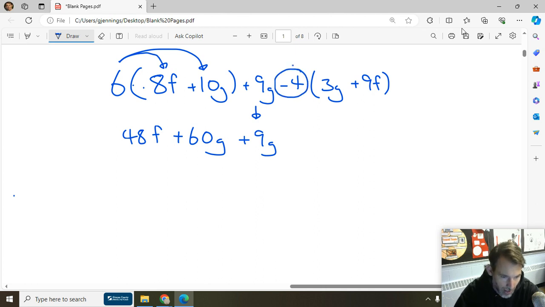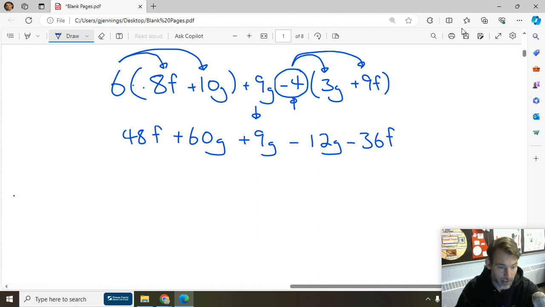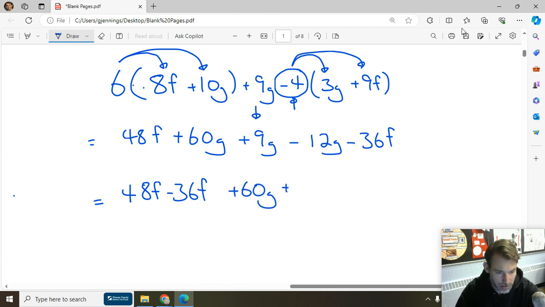I'm going to subtract 3 grapes 4 times. So that's minus 12 grapes. Notice I had to bring the number and its sign. Minus 4 times 9, minus 36 fudges. Okay, now that's equal. Now I can rewrite this. So I'm going to put my f's first. So that's 48f minus 36f. And then I've got plus 60g plus 9g minus 12g.